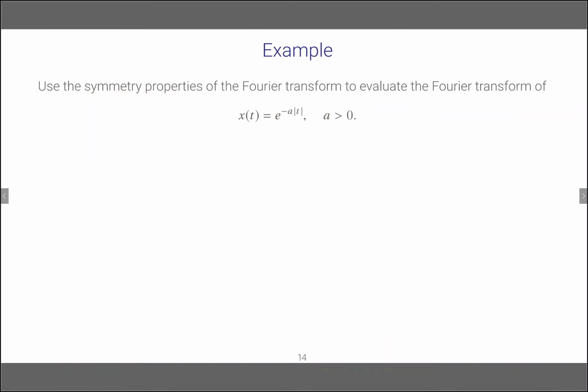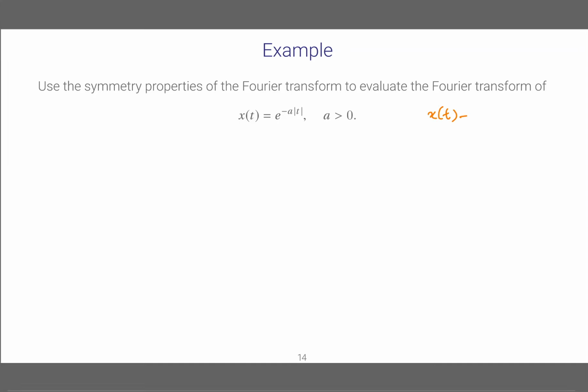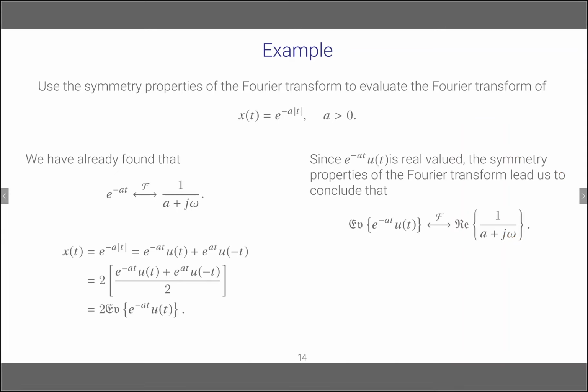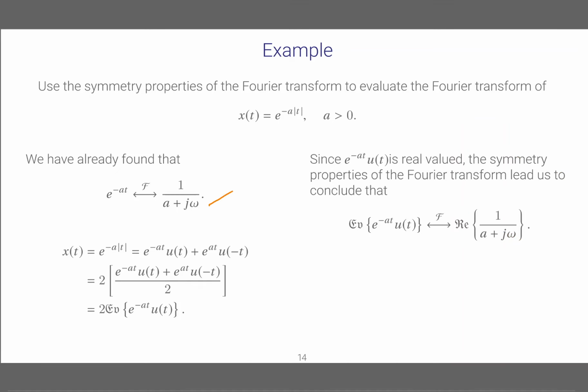Okay, we'll take an example of this. Use the symmetry property of the Fourier transform to evaluate the Fourier transform of x(t) equals e to the power of minus a absolute value of t, where a is greater than 0. We have already computed the Fourier transform of x(t) equals e to the power of minus at u(t). We have done that. So what we want to do is use this to compute that. We have already found that this is the answer, so I will not go through this now.